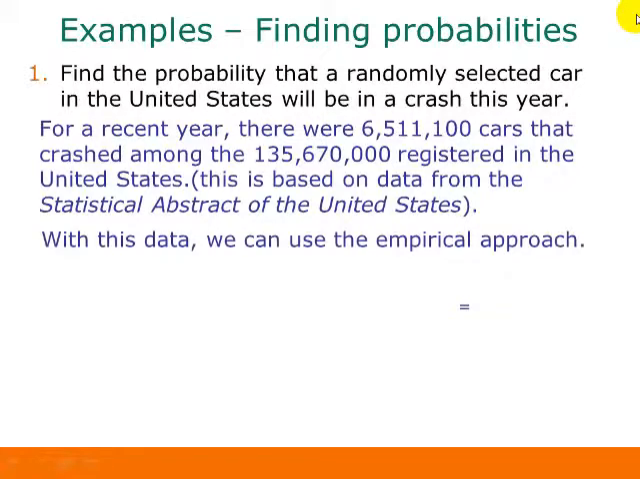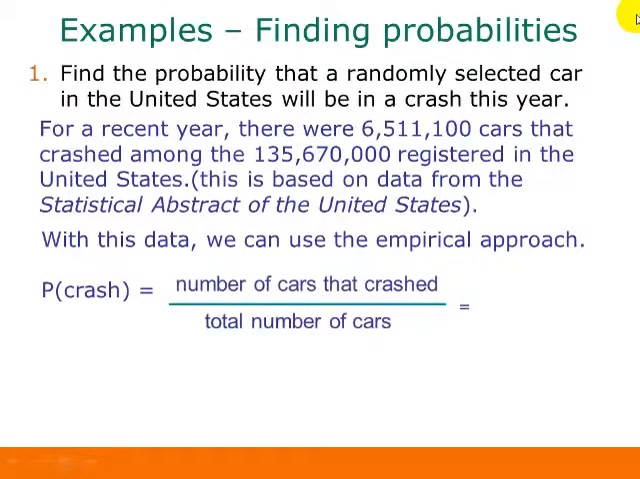So using this data, we can use the empirical approach. The probability that a randomly selected car will be in a crash this year would be the number of cars that crashed from our data divided by the total number of cars registered. So that would be our 6 million and some divided by our 135 million. And this gives us a value of 0.0480.